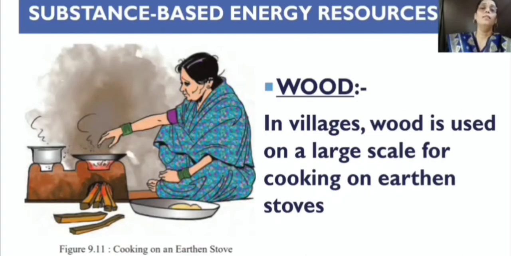Now the next is substance based energy resources. First is wood. In villages, wood is used on a large scale for cooking on an earthen stove. This is Figure 9.11, cooking on an earthen stove. You can see the lady cooking on the earthen stove.